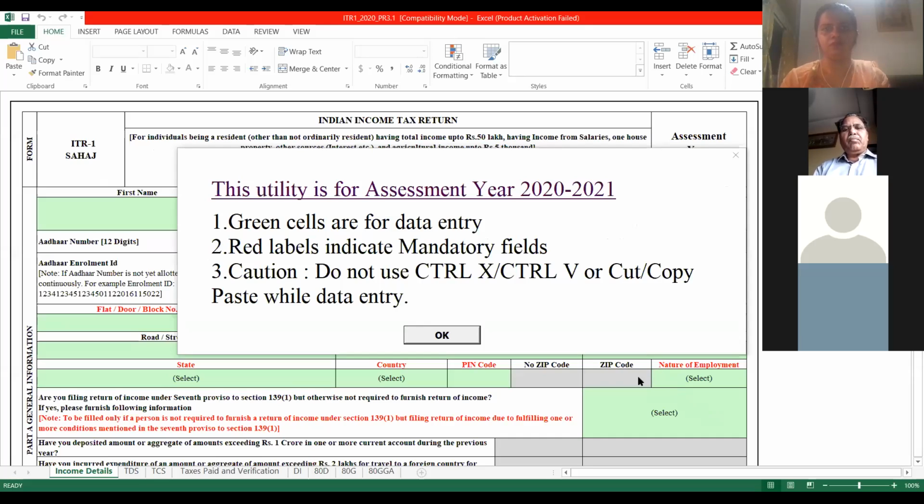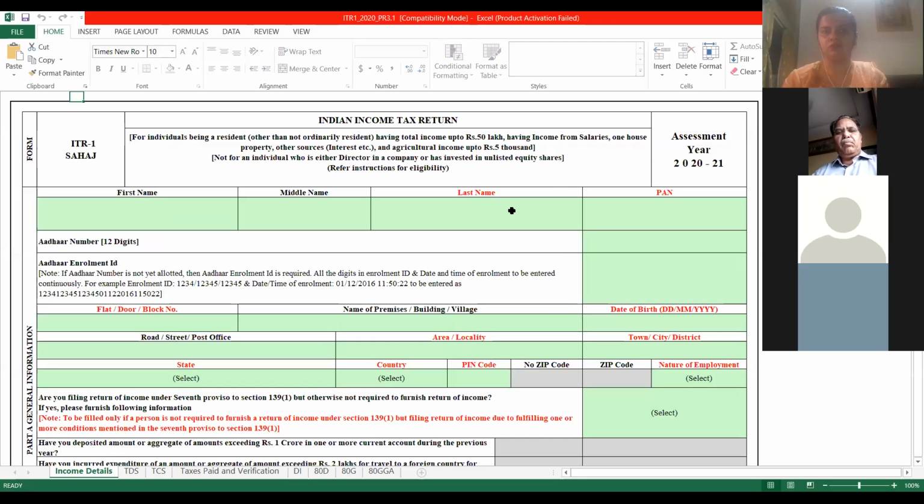Okay, fine. So now here you can see this kind of Excel sheet. Once you double click on the Excel sheet to open it, you will get this message. This is the first instruction which you will get: green cells are for data entry. Red labels indicate mandatory fields. Caution, do not use Control X, Control V or cut copy paste while data entry. Any kind of cut copy paste, if you do in this particular form, it will not allow you to do that, or the form will get manipulated.